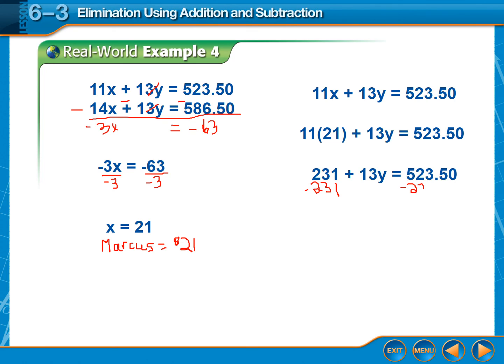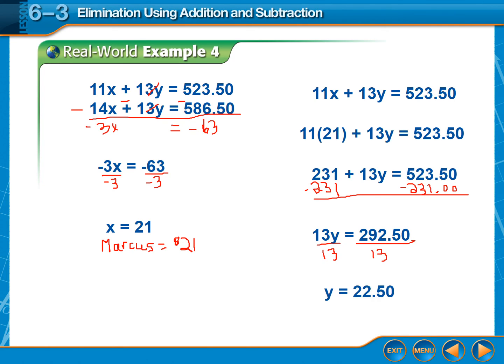Be careful when you subtract the decimal over here. Make sure you line up the decimal point. Don't slide it all the way to the right. So we're left with 13y is equal to $292.50. We divide both sides here by 13. And that gives me a value of y is equal to 22.50.